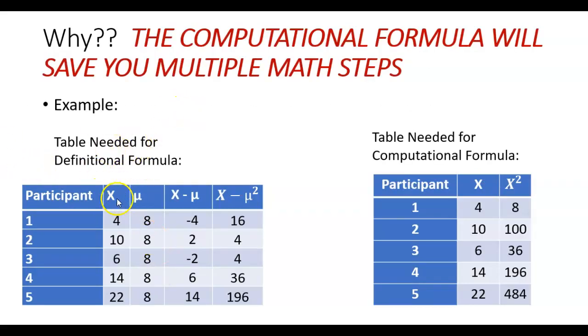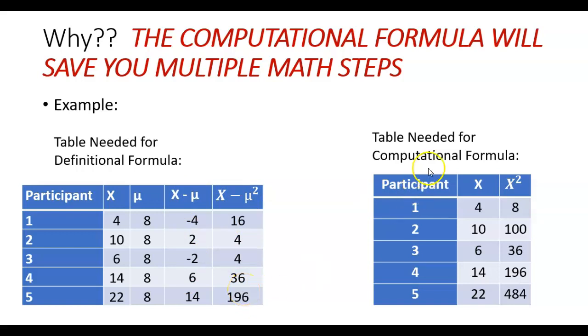Let's say I have a set of scores where I have 5 participants. Participant 1, 2, 3, 4, 5. X is the score that they got on a test. So let's say this participant got a 4, participant 2 got a 10, and so on. Let's just say that the mean of this distribution of scores was 8. Now, to use that definitional formula, I'm going to have to subtract every single score from the mean, and then I'm going to have to square them, and then I'm going to have to add them all up and divide by n.